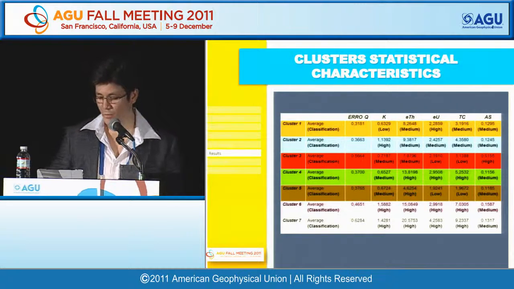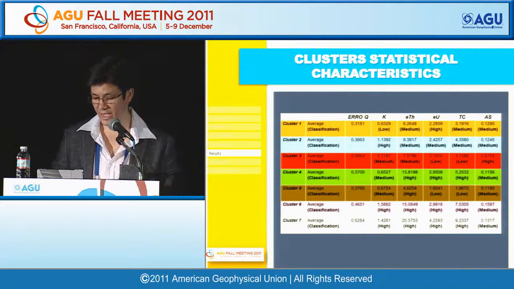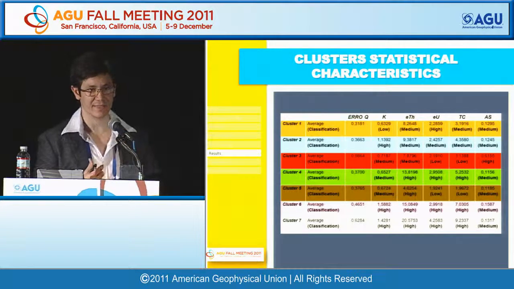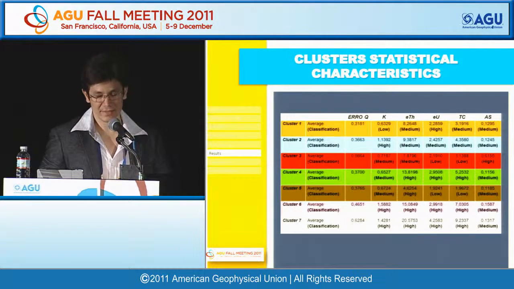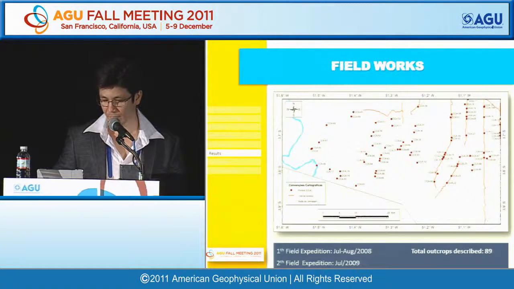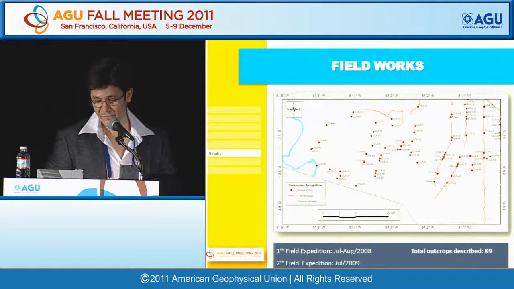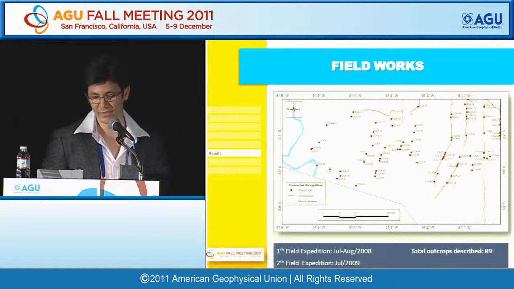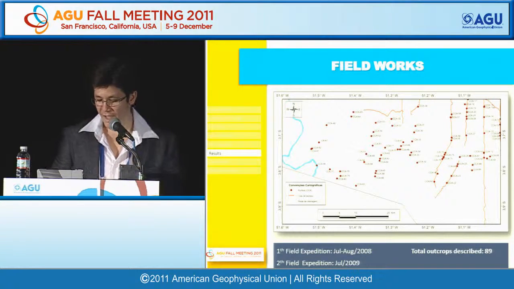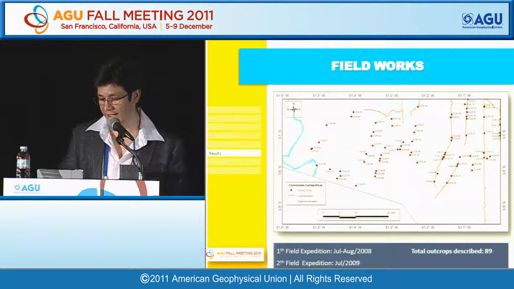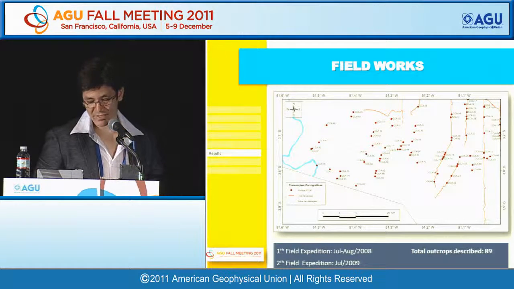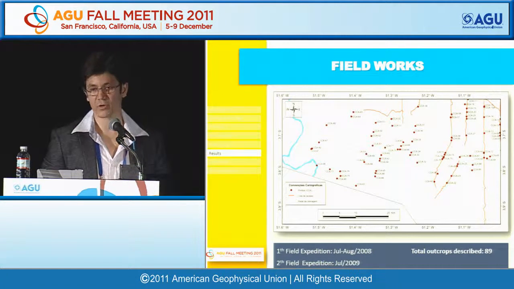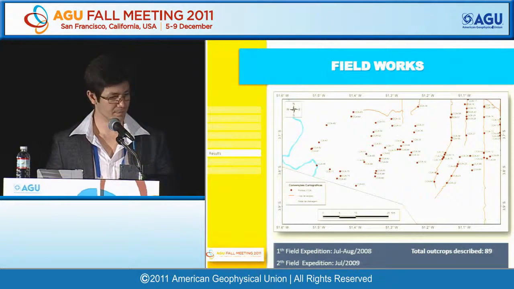Each cluster was related with the classification of the reference values from the original data that I showed in a table. Field sampling was undertaken to check the geological characteristics of some clusters. A total of 89 outcrops were described, and rock samples were collected for petrographic analysis.